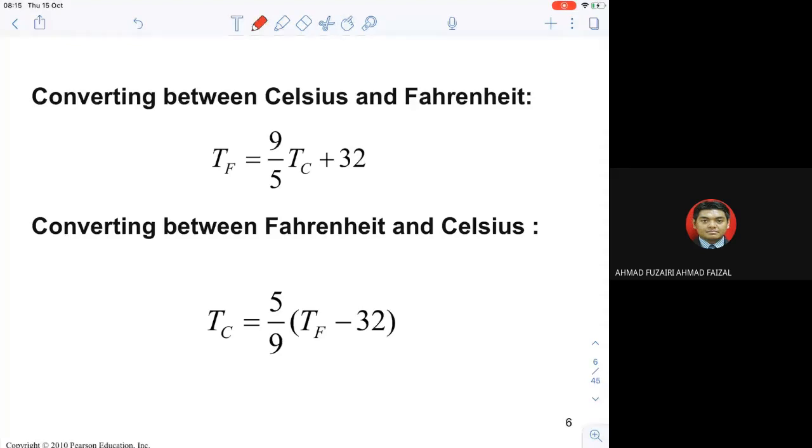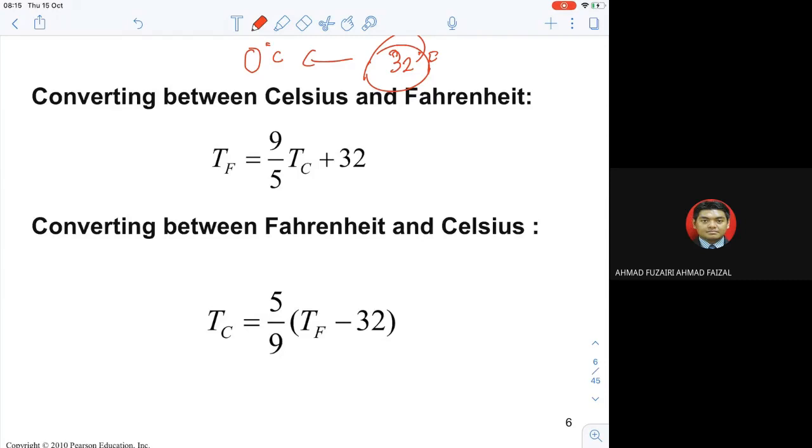Quite a small value unit. So meaning that if you look at the difference between Celsius and Fahrenheit, Fahrenheit has a bigger number. Let's say you compare water boils at 0 degrees Celsius, and for Fahrenheit it is a bit higher than Celsius. Thinking about the units, we should know how to convert between Celsius and Fahrenheit, and at the same time we should know how to convert between Fahrenheit and Celsius.